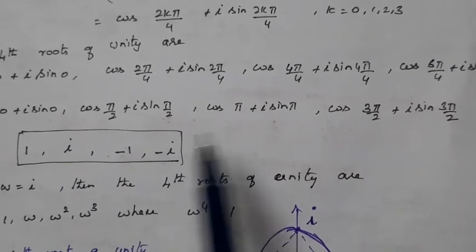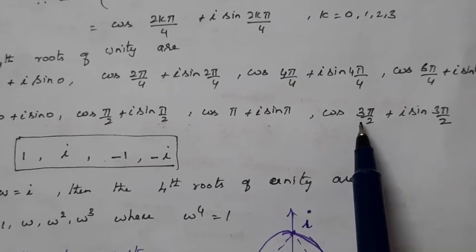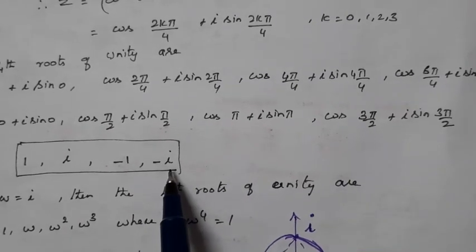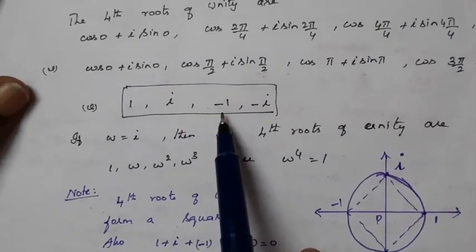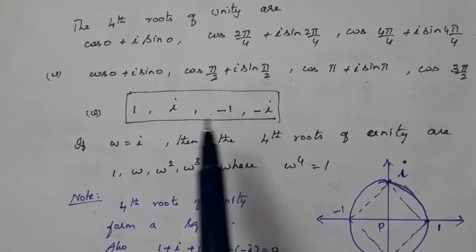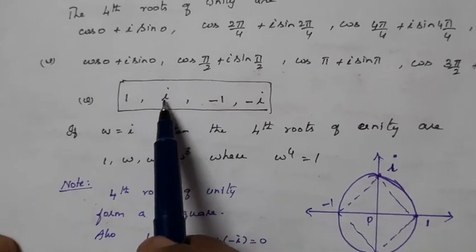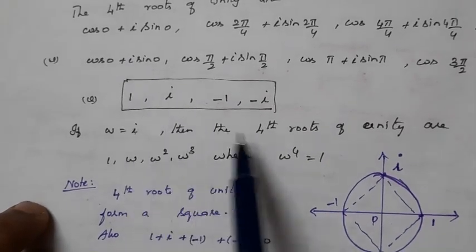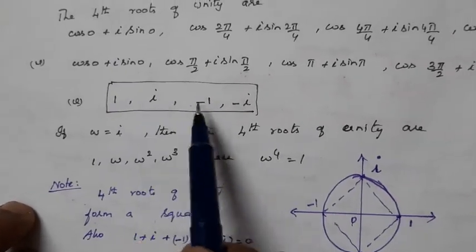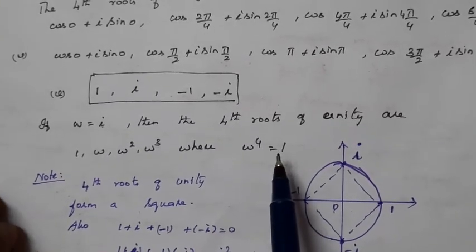So, we have minus 1, and for 3 pi by 2, sin 3 pi by 2 is minus 1 and cos 3 pi by 2 is 0, therefore, minus i. So, what are the fourth roots of unity? Fourth roots of unity are 1, i, minus 1 and minus i. You can even represent this by omega by taking the second one, i, as omega. Therefore, if omega is taken as i, then the fourth roots of unity are 1, omega, omega square, and omega cube, where omega power 4 is nothing but 1.